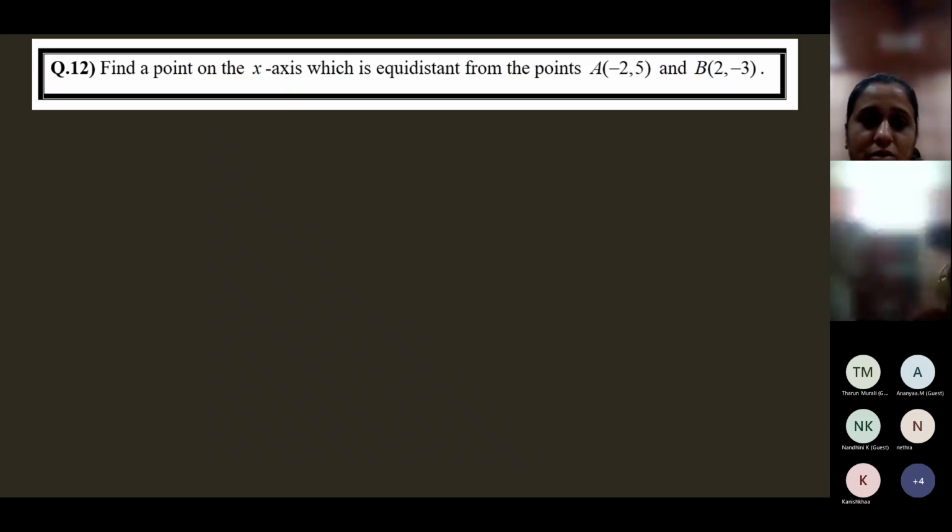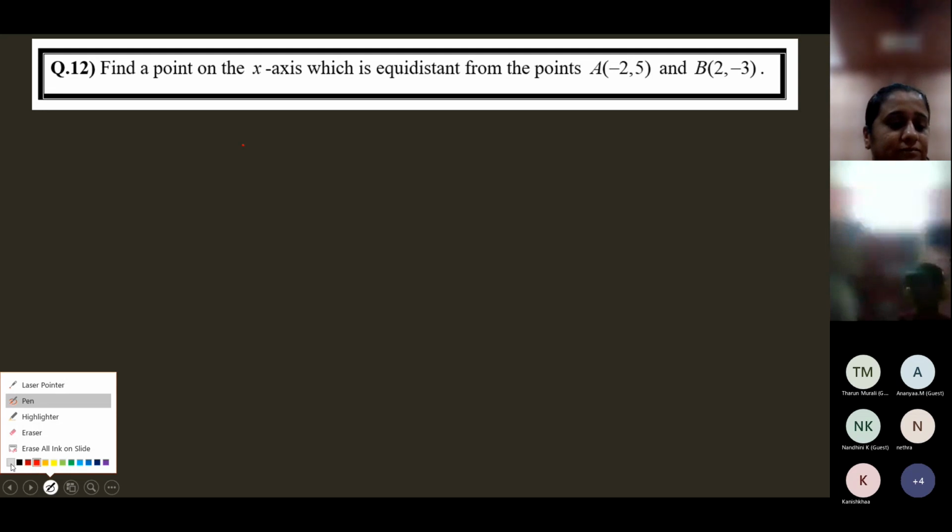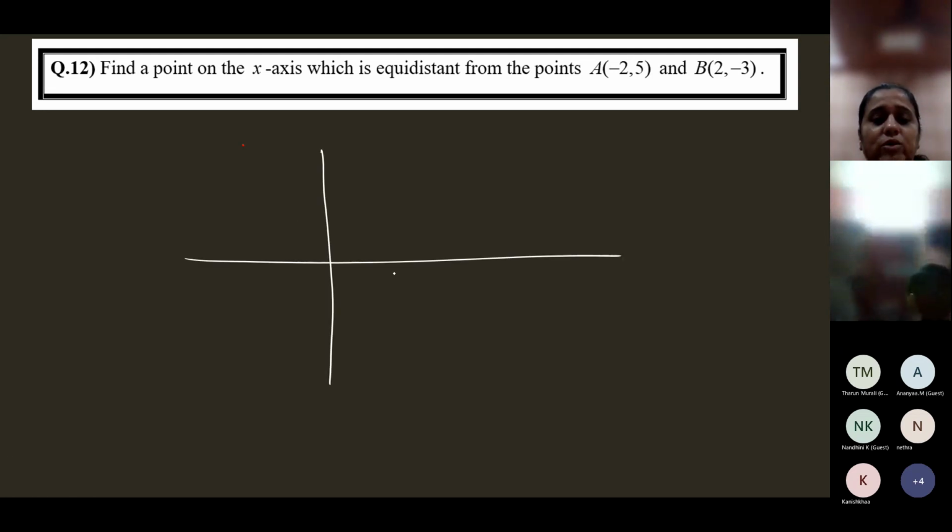Find a point on the x-axis. That means the y coordinate is 0. So how will the point on the x-axis look like? x comma 0. Any point on the x-axis has its ordinate 0, that is, the y coordinate will be 0. So any point on the x-axis, whether on the right side or left side, will be of the form x comma 0. There'll be some x coordinate, y coordinate will be 0.